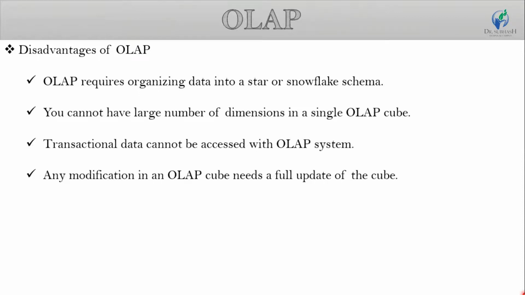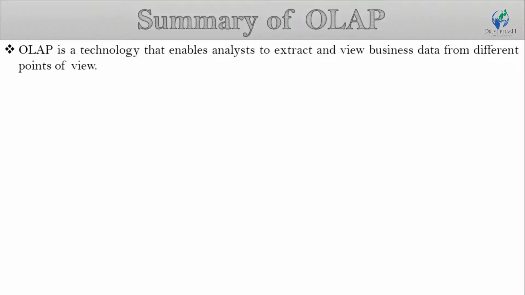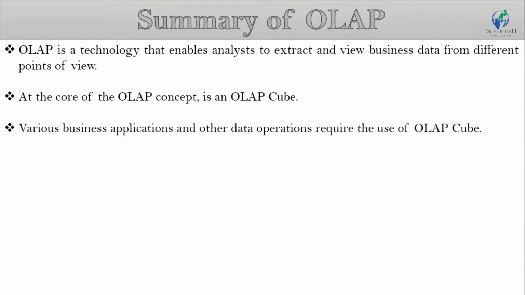Now I explain the summary of OLAP. So first one is OLAP is a technology that enables analysts to extract and view business data from different points of view. Next one is at the core of the OLAP concept is an OLAP cube. Next is various business applications and other data operations require the use of OLAP cubes.